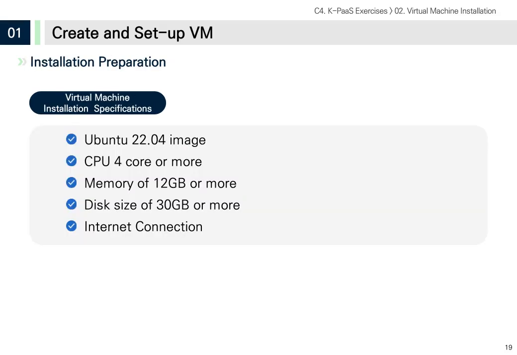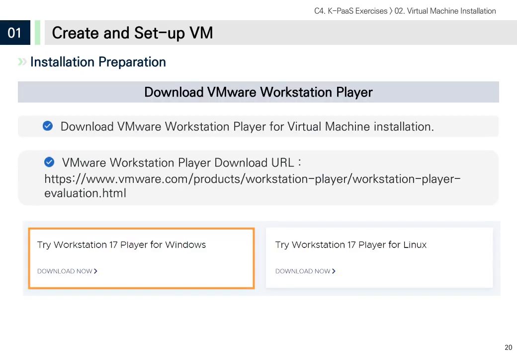Before we get started, let's check the installation requirements. The virtual machine uses the Ubuntu 22.04 image as its operating system, and requires a CPU with 4 cores or more, 10 GB of free memory, and 30 GB of free disk space. You will also need an internet connection to install the virtual machine. Now let's start the exercise on installing the virtual machine.